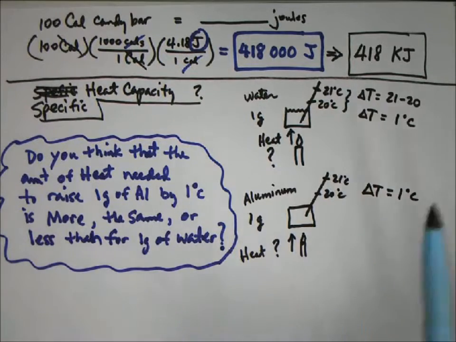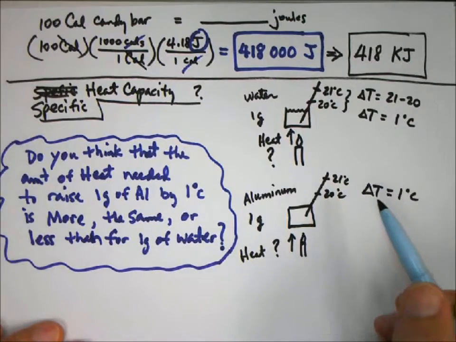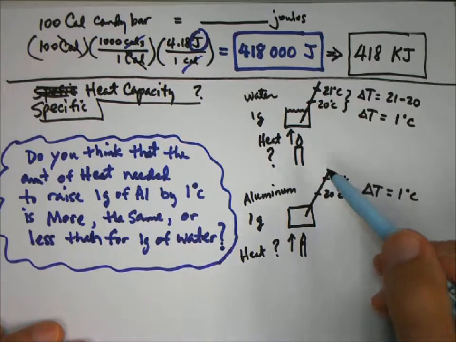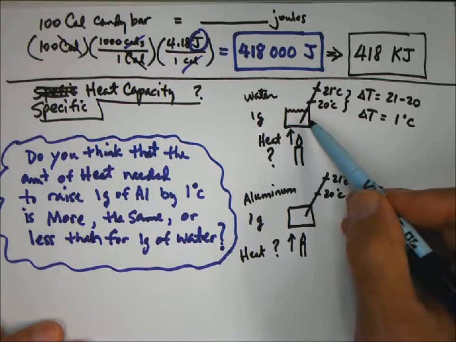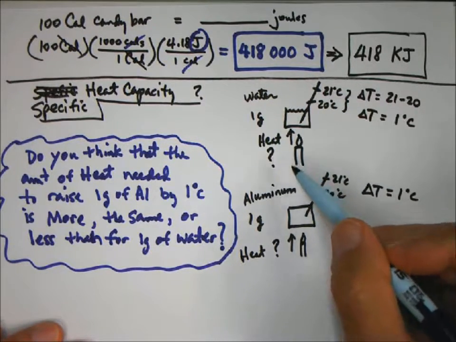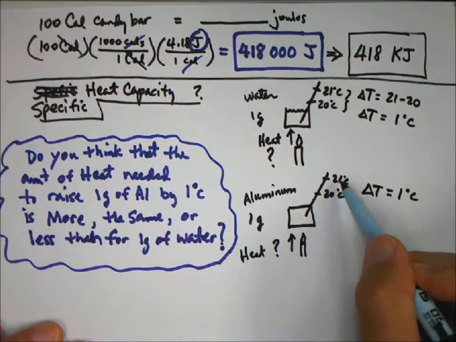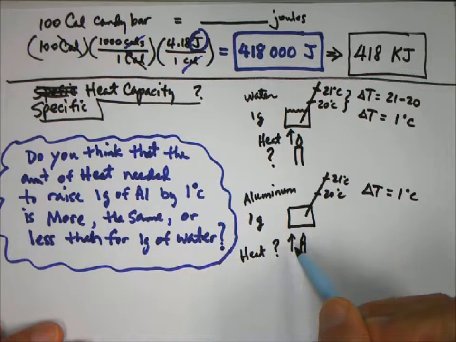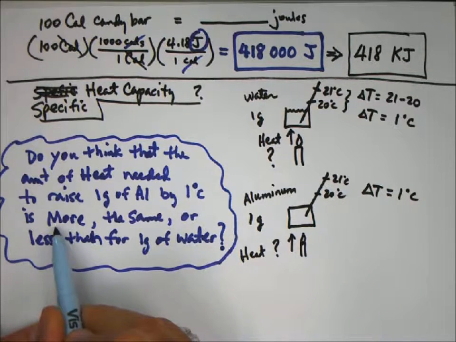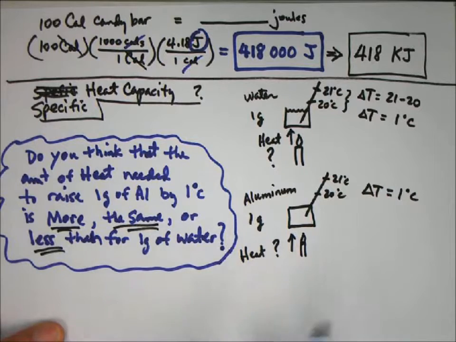While you're thinking about it, I'm just going to go back and recap. Sorry, that light keeps going off. We have 1 gram of water. We're going to raise it by 1 degree. How much heat is needed to do that? We have 1 gram of aluminum. We're going to raise it by the same 1 degree temperature change. How much heat is needed to do that? Do you think the amount to raise the aluminum is more than that for water? The same? Or less?